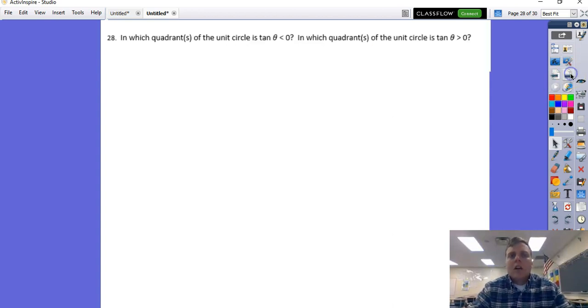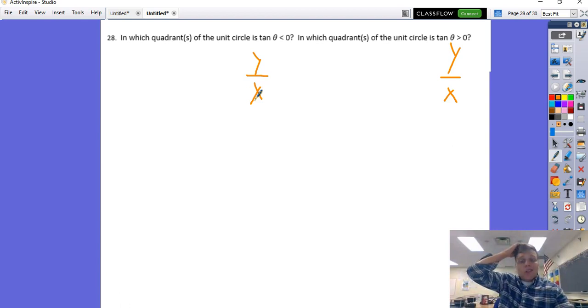Okay? Problem 28. In which quadrant of the unit circle is tangent less than 0? In which quadrant of the unit circle is tangent greater than 0? The trick to this problem is to remember that tangent is really y divided by x. So, what does it mean to be less than 0? It means to be negative. How can a fraction be negative? That's if one is positive and one is negative.